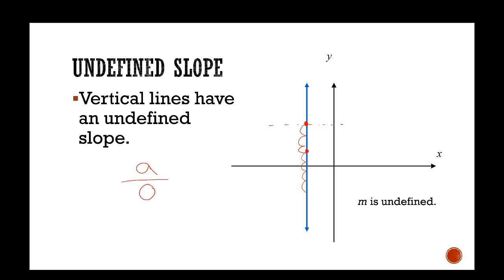If you don't believe me, you can put it into a calculator, but any number divided by 0, your calculator is going to give you an error. That's because it's an undefined number. We can't do that. So vertical lines have an undefined slope because of this 0 in the denominator. And again, the 0's in the denominator because there is no horizontal change, which is the run of the slope, in a vertical line.